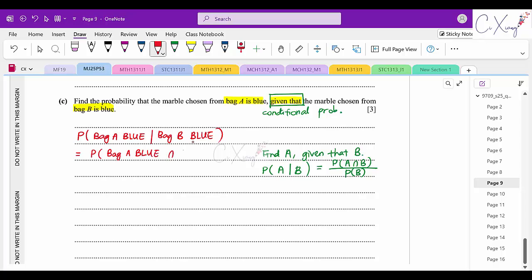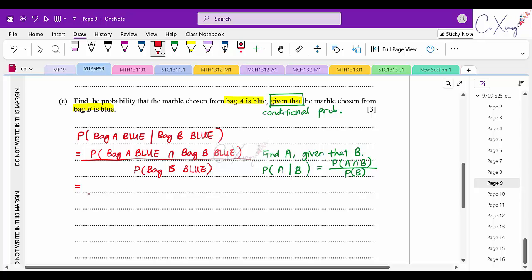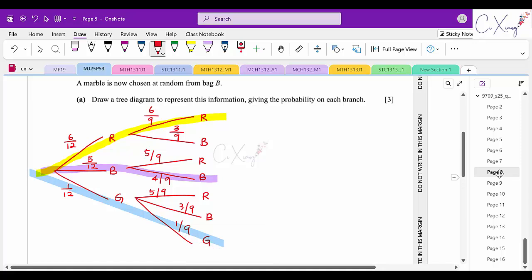Intersect with bag B is also a blue, then divided by the probability of B. So probability of B means that we are interested to find out the bag B is a blue color. Okay, then let's start. For the numerator, bag A is blue, intersect with bag B is blue. That means both are blue color.